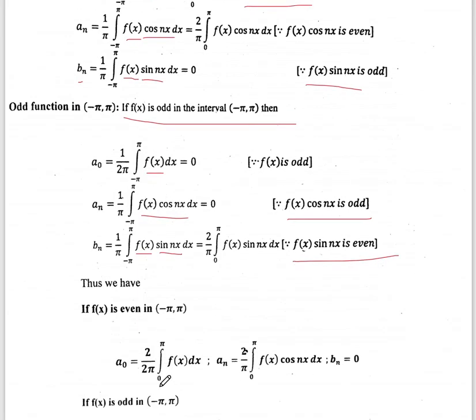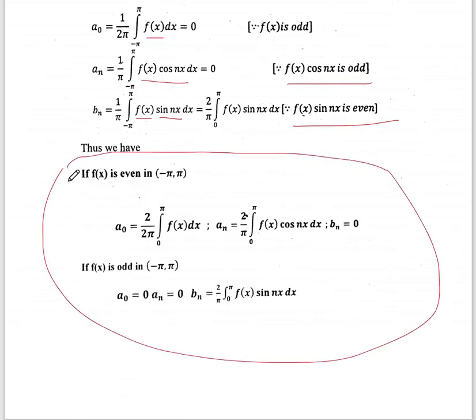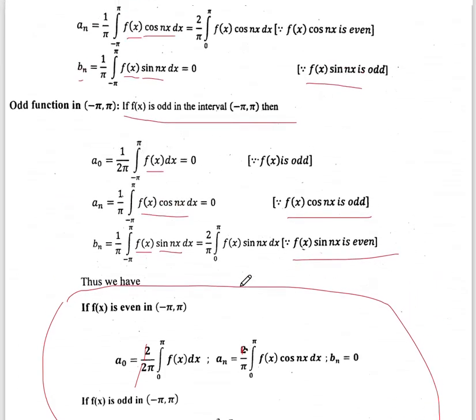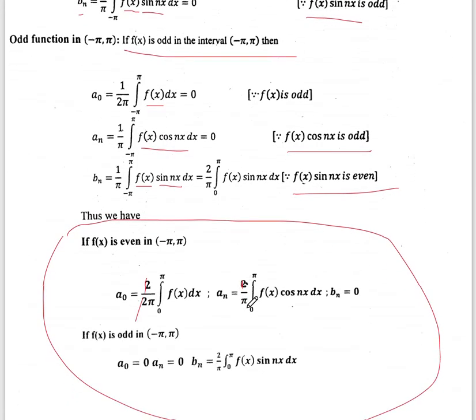So the Fourier series, in short: if f(x) is even in −π to π, then a0 will be 1/π, since the 2π gets cancelled, 1/π integral 0 to π f(x) dx. an is 2/π integral 0 to π f(x) cos nx dx, and bn is 0. Sorry, this is 2 times.